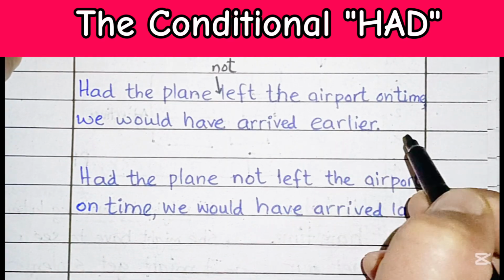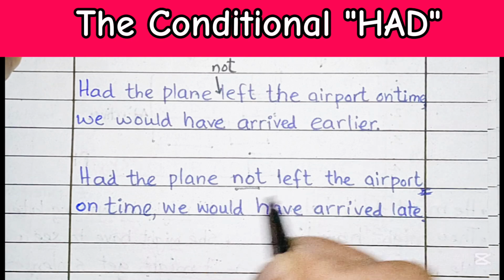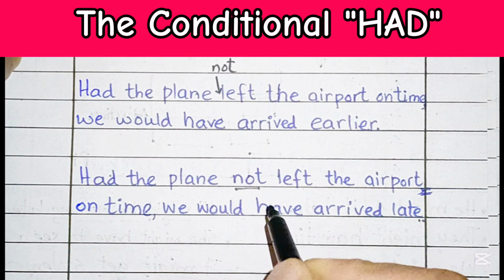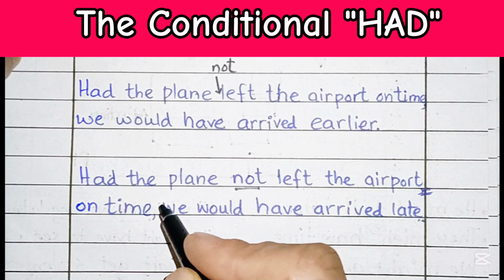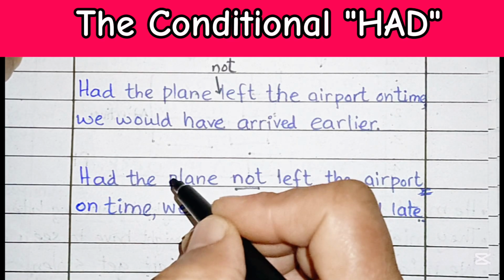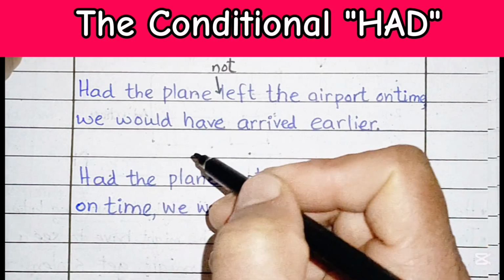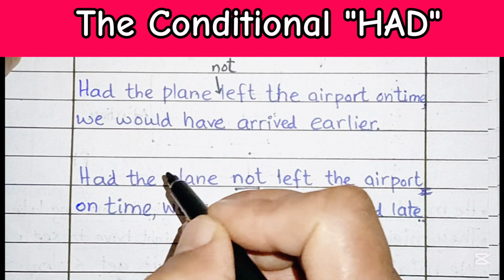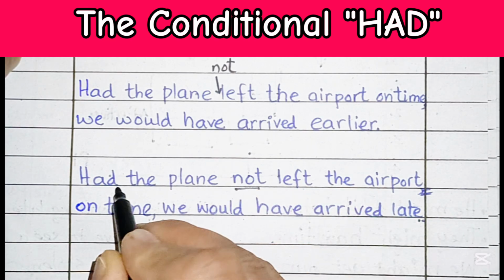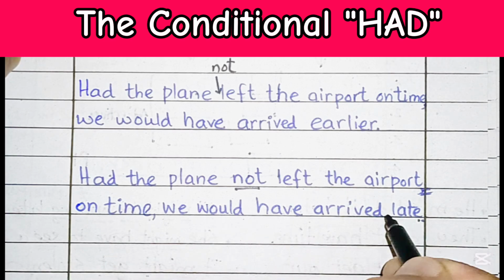So we have to rephrase it like this. Had the plane not left the airport on time, we would have arrived late. So it just depends on how you begin the sentence, and that turns how the sentence will end. It means the plane left on time and we didn't arrive late. This means had the plane not left the airport on time, we would have arrived late.